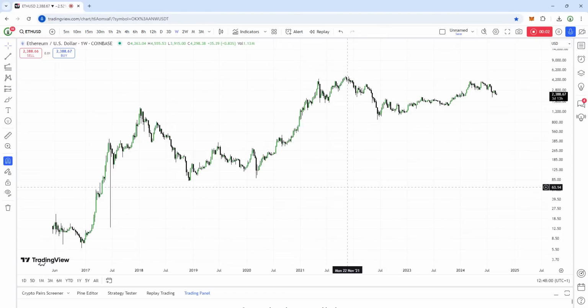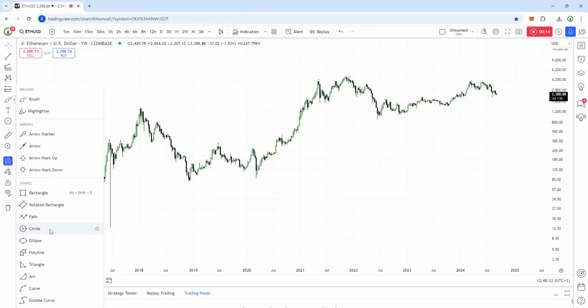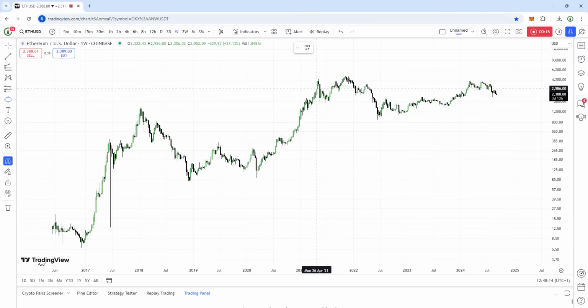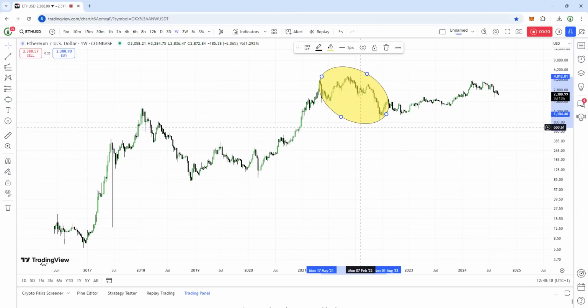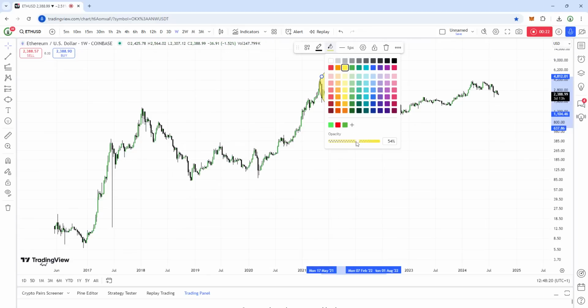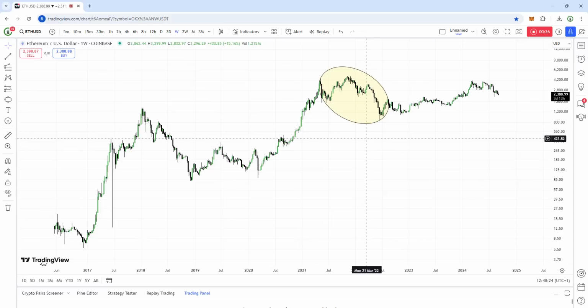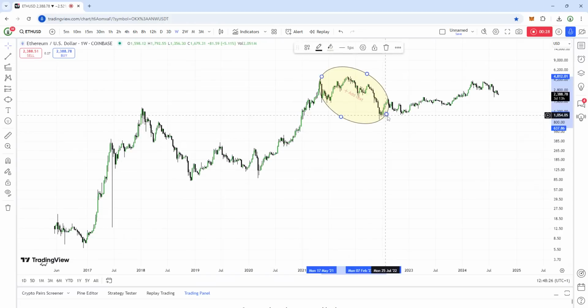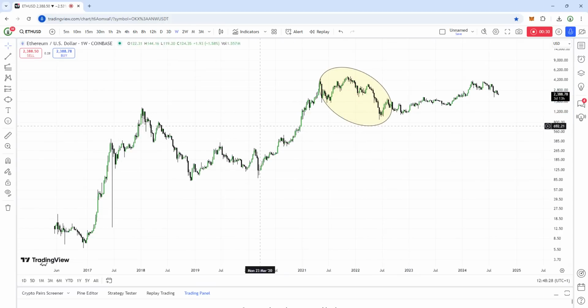Okay, let's have a look at Ethereum. See, this is quite interesting because this whole corrective phase here, and we'll eclipse it. So this whole section here, that's corrective, quite obviously, because the price has gone down.